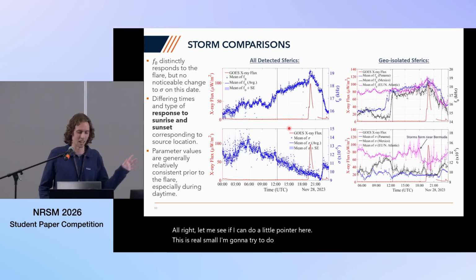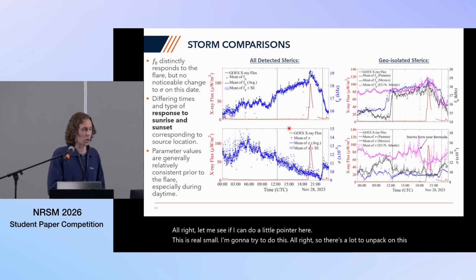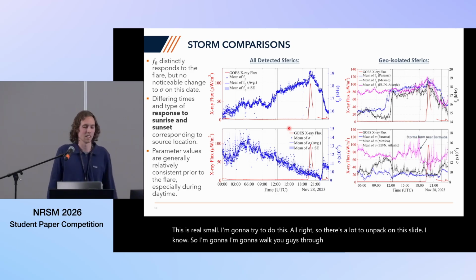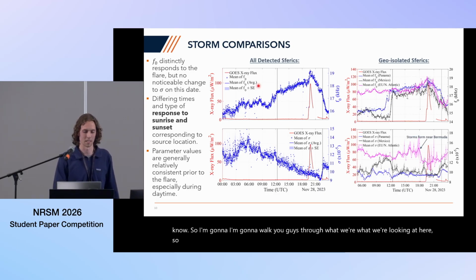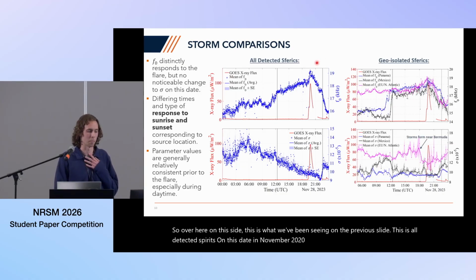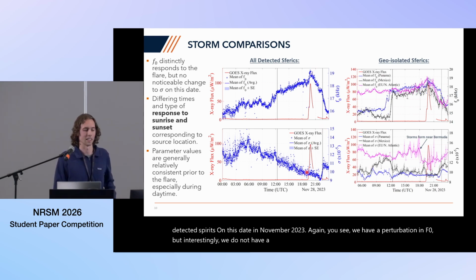All right. So there's a lot to unpack on this slide, I know. So I'm going to walk you through what we're looking at here. Over on this side, this is what we've been seeing on the previous slide. This is all detected spherics on this date in November 2023. Again, you see we have a perturbation in F0, but interestingly, we do not have a perturbation in sigma. So we need to do some additional investigation to figure out exactly what that means.